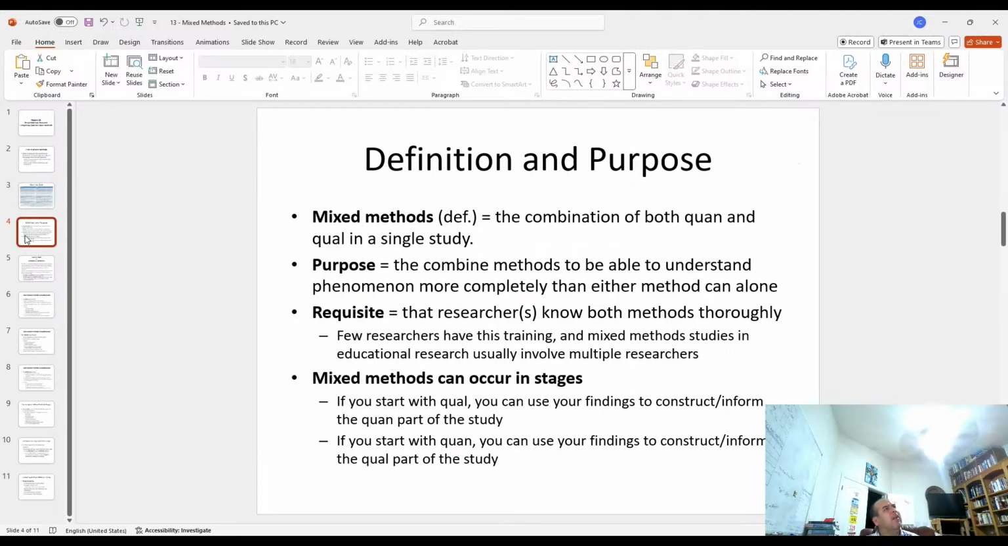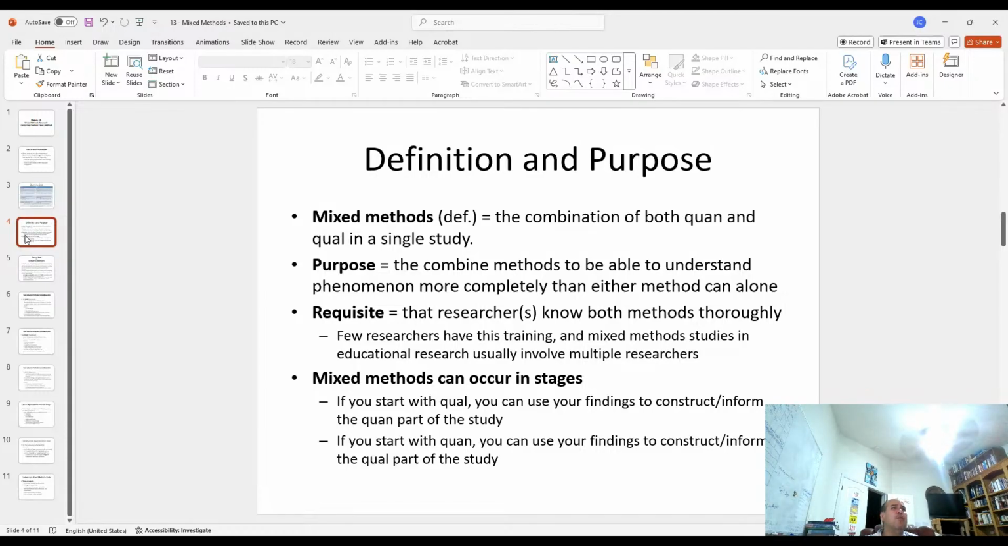Okay. All right. The definition and purpose of mixed methods is really a combination of both quan, which is short for quantitative, and qual, which is short for qualitative, in one single study. You combine methods to be able to understand the phenomenon more completely than one method can alone. A lot of times, researchers either think more in numbers or in words, right? And so rarely do the two mix. Rarely are they interested in each other's research sometimes, and they're really focused more on their camp and people who are able to understand the world from their perspective as they develop their perspective and write for the world.